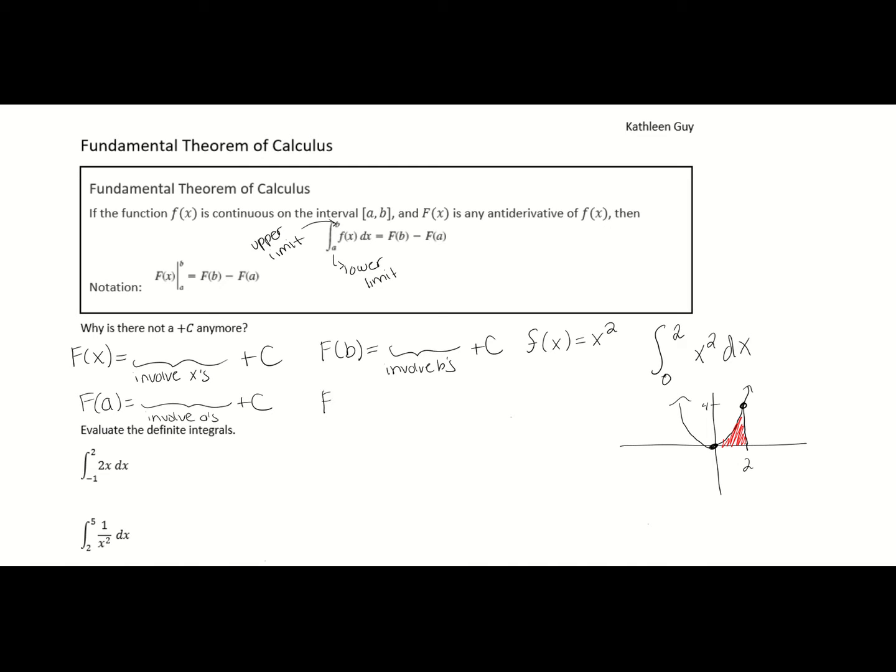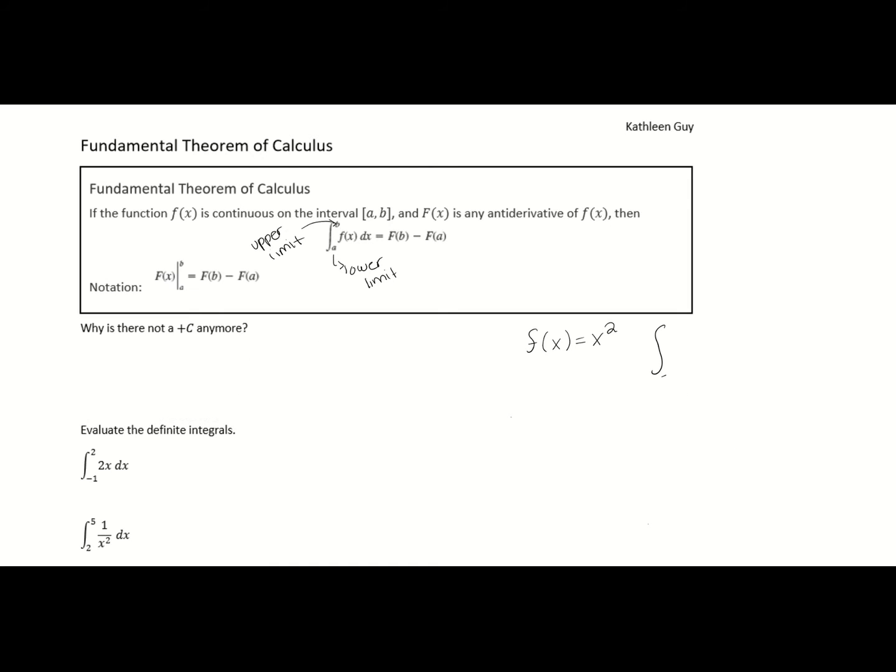But because you're doing F of b minus F of a, your c's are going to cancel out because of the subtraction. You're going to have a part that involves the b's plus c minus the part that involves the a's plus c, and when you distribute the negative, the c's would cancel. So this is why we no longer have to write the plus c, because both of them would have it, so they would cancel out.